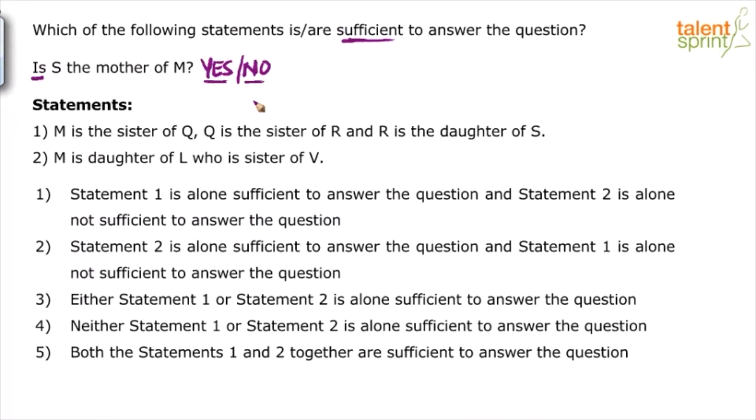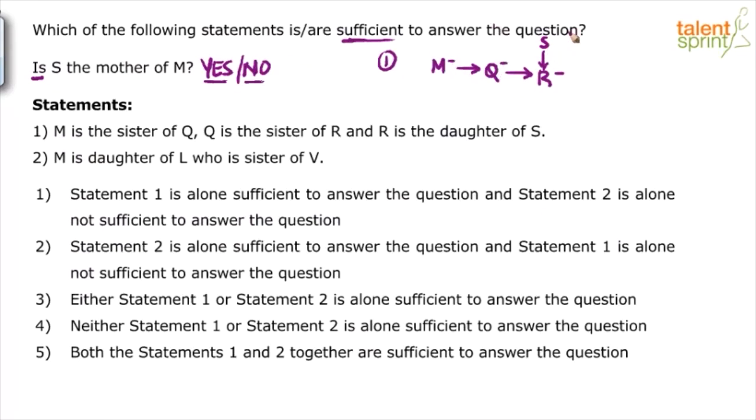Alright, let us solve this. That will give you more clarity. So, is S the mother of M? Statement 1: M is the sister of Q. So M is clearly female, and the sister of Q. Q is the sister of R. So Q is also female, sister of R. And R is the daughter of S. Remember, M is sister of Q, Q is sister of R, and R is daughter of S. So clearly M, Q, R, all three are siblings, and all of them are females, right? Sister, sister, daughter. So all three are sisters, and they are daughters of S.